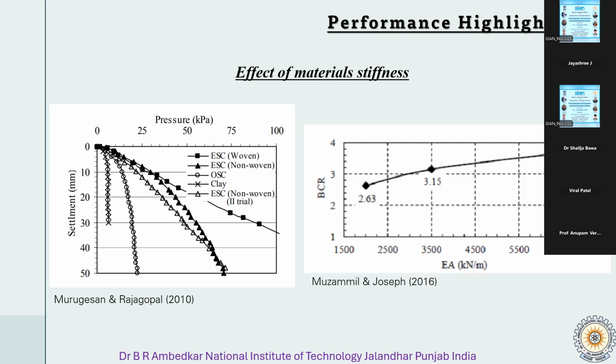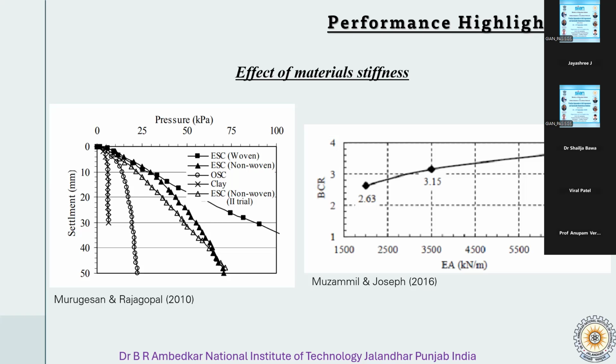So here, the second trial of ESC with non-woven geotextile, it confirms the consistency in its field. So this confirms that woven materials which are stiffer provide better lateral confinement, reduce settlement and increasing resistance. So moving to the graph on the right, here you can see the bearing capacity ratio and the axial stiffness of the encasing material that has been plotted.